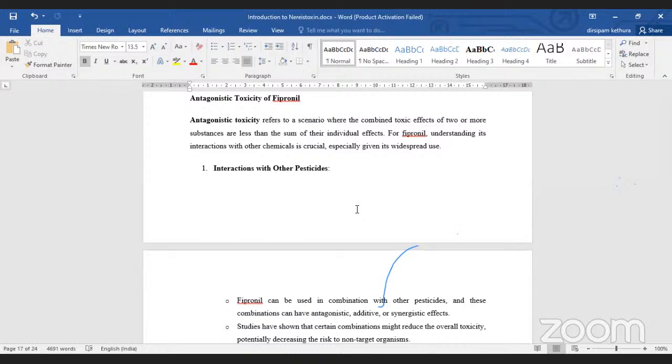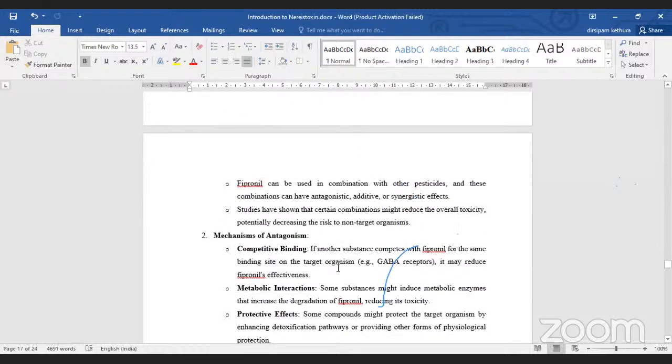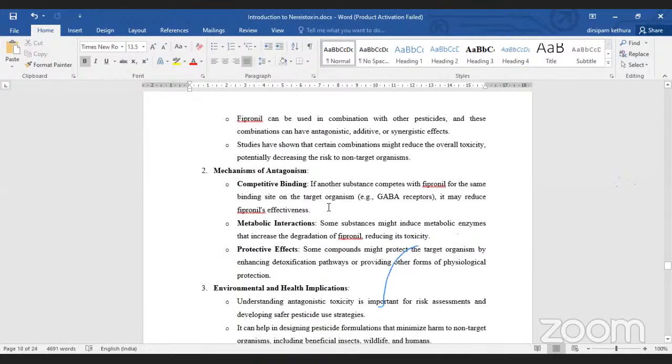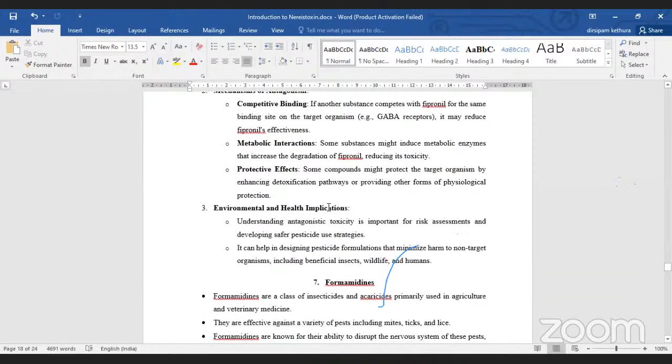Coming to the other effects, apart from that, it shows its toxic effect by interacting with other pesticides. The first one is that fipronil can be used in combination with other pesticides, and these combinations can have antagonistic, additive, and synergistic effects. And coming to the mechanisms of antagonism, it shows competitive binding, metabolic interactions, and protective effects.